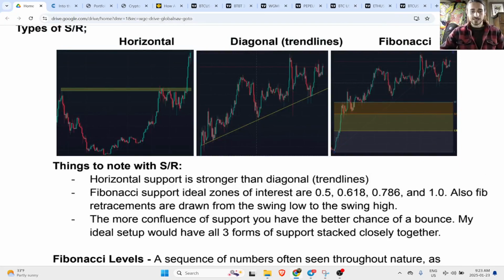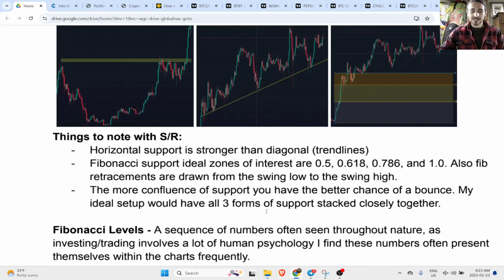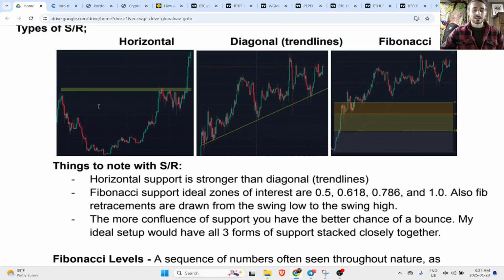The more confluence of support you have, the better chance of a bounce at that level. A lot of the time you will see a horizontal support zone lining up with an upsloping trend line, as well as a Fibonacci golden zone retracement. In that 0.618 to 0.786, that's going to be a huge confluence of support, and there's a good chance you will get a good reaction from price there. The more we can stack this support together, the more chance we have of predicting the probable move from that level.